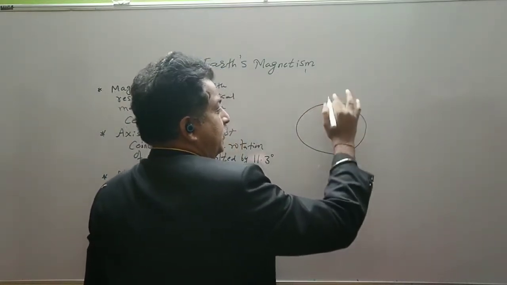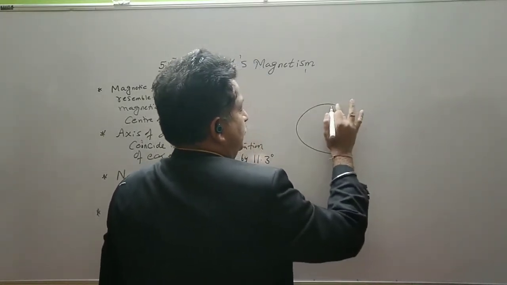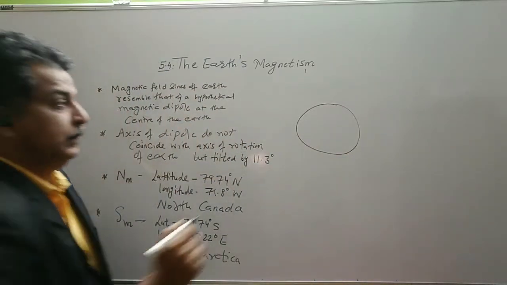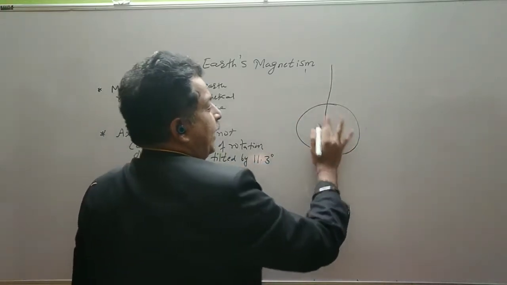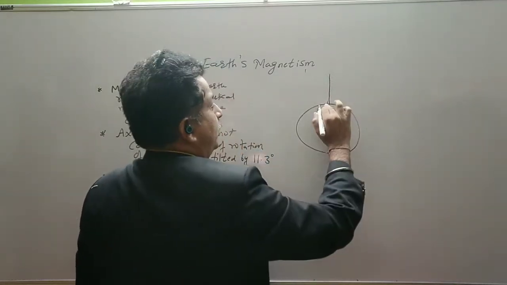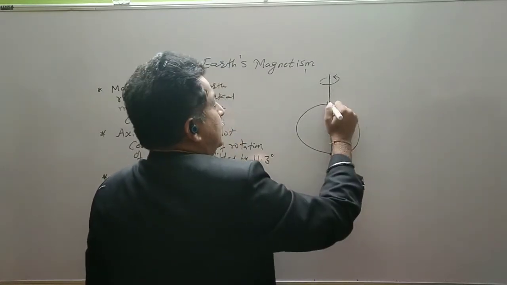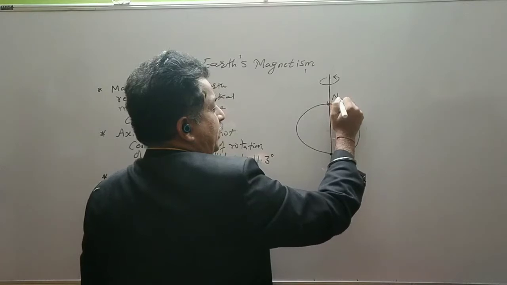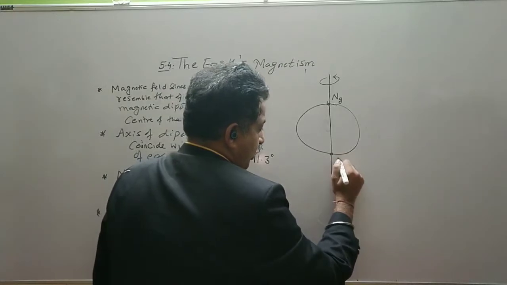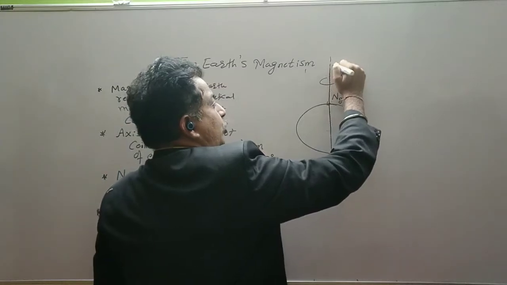So this is the earth. Now we know that this is the axis of rotation. So we draw this axis of rotation. Earth is rotating about its own axis. This is the geographic North Pole. So we denote it by NG, G for geography, and this point as geographic South Pole. And this is the axis of the rotation of the Earth.